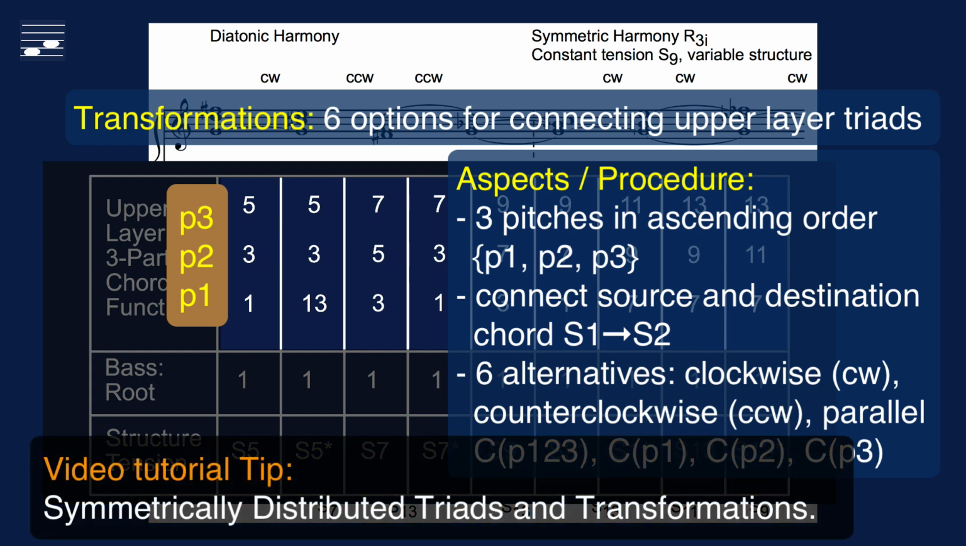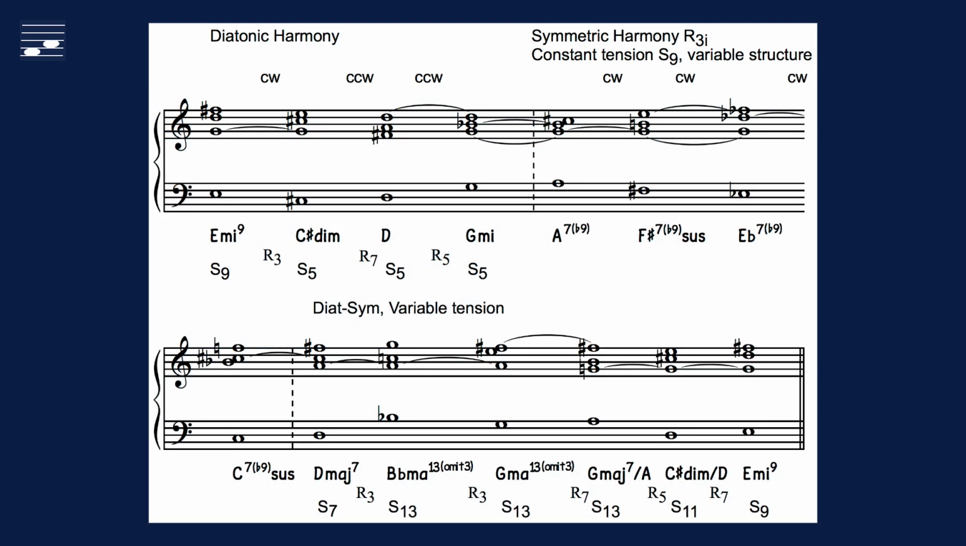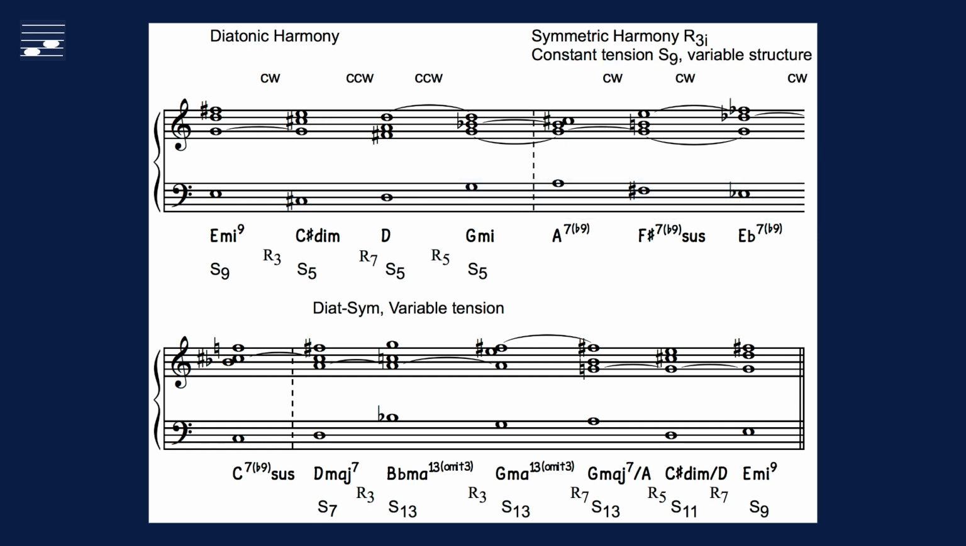I've discussed these options more extensively in another video tutorial, but will show the essentials once again here. The transformation type is shown at the top, here clockwise and counterclockwise, which involves a cyclic permutation of the 3 upper layer parts P1 to P3.